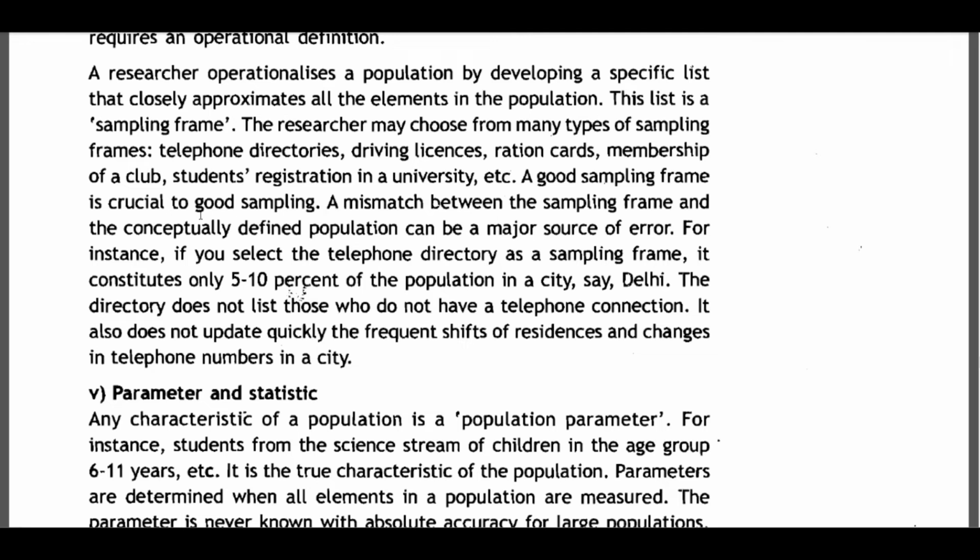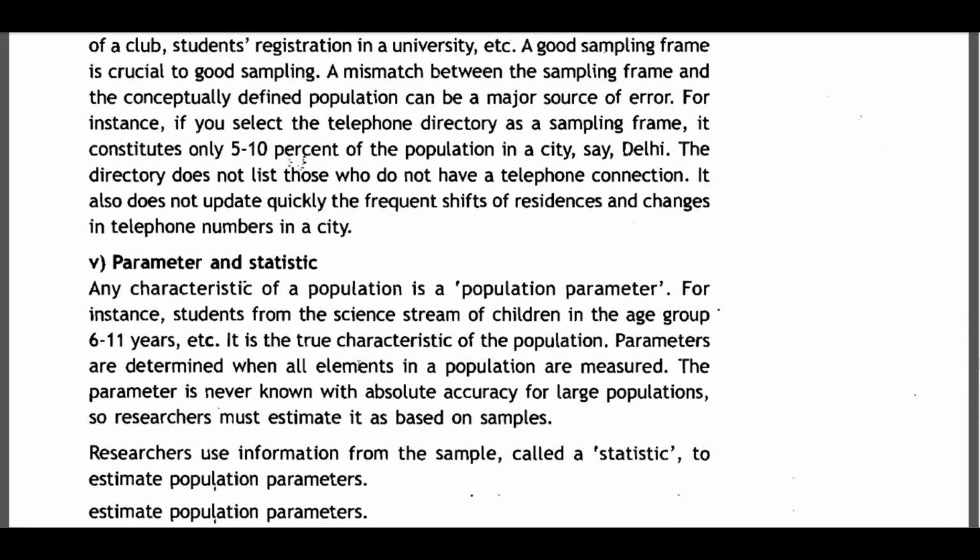A good sampling frame is crucial to good sampling. A mismatch between the sampling frame and the conceptually defined population can be a major source of error. For instance, if you select the telephone directory as a sampling frame, it covers only 5 to 10% of the population in a city, say Delhi. The directory does not list those who do not have a telephone connection. It also does not quickly update the frequent shifts in residents and changes in telephone numbers in a city.